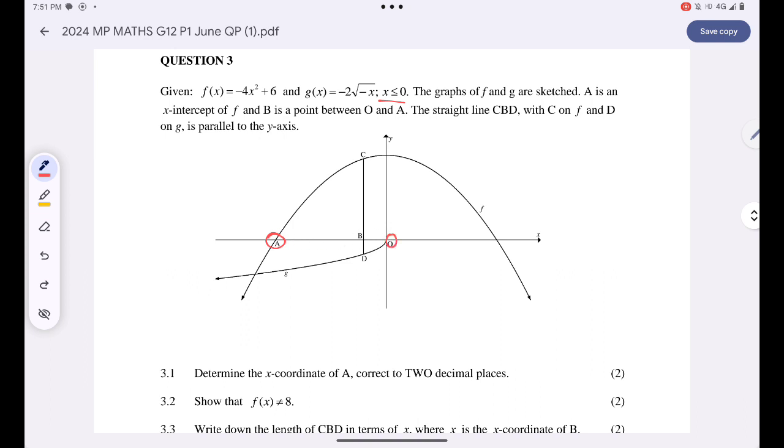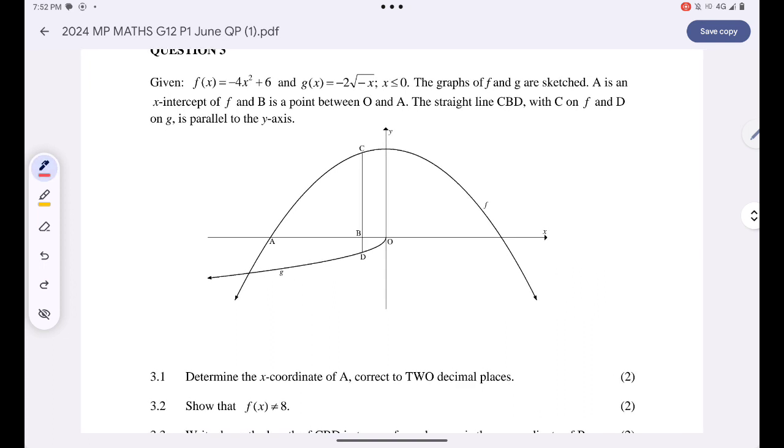Then we are told that the straight line CBD, this line over here, with C on f of x and D on g of x, is parallel to the y-axis. Basically, they are telling us that this line CBD is a vertical line, né? Because any line which is parallel to the y-axis is a vertical line.